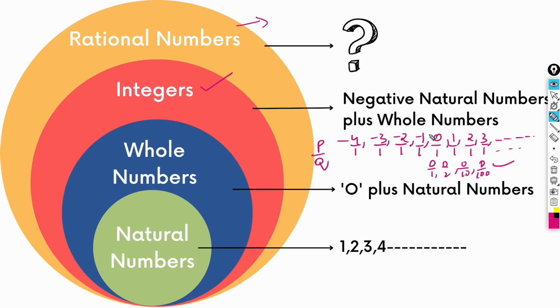Similarly, whole numbers from 0 to infinity can also be written as rational numbers. And natural numbers also, if you add denominator 1, all of these become rational numbers. Thus, natural numbers, whole numbers and integers are all rational numbers. This chart is very important in class 8, 9 and 10. You take a screenshot of this and keep revising this chart.